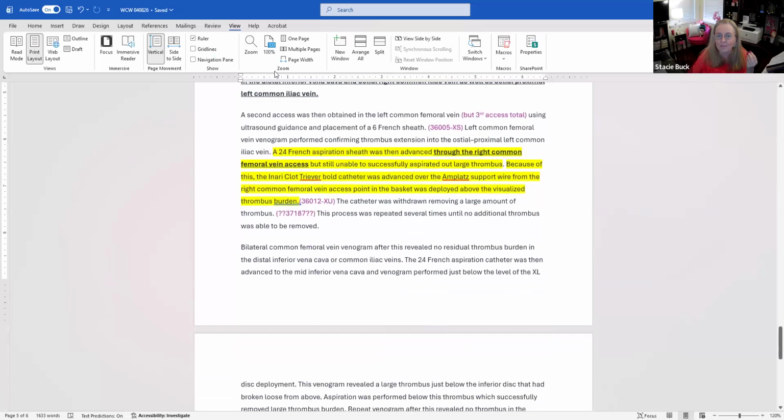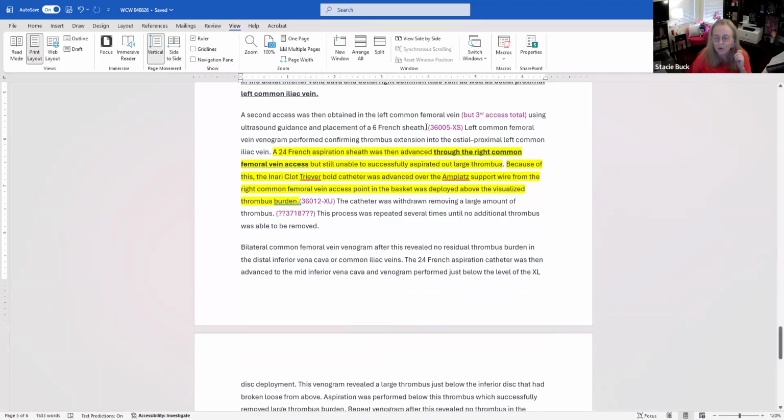And then when we come down to the next paragraph, it says the second access was then obtained in the left common femoral vein. So it's in the LCFV, but it's still the third access, total. So we've had three different punctures. This is the third puncture. And again, we don't have the documentation for the ultrasound guidance.